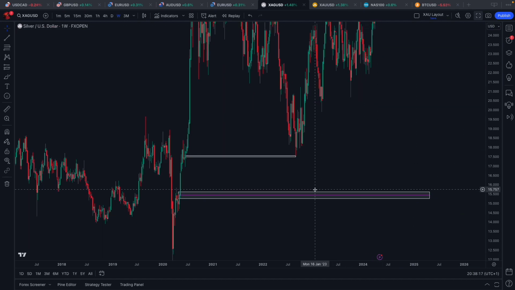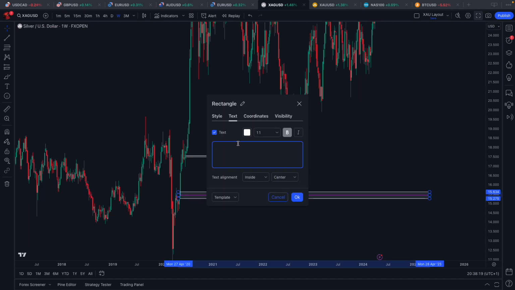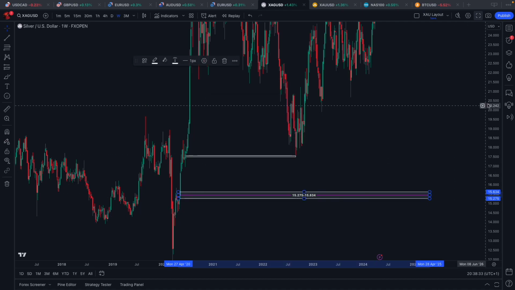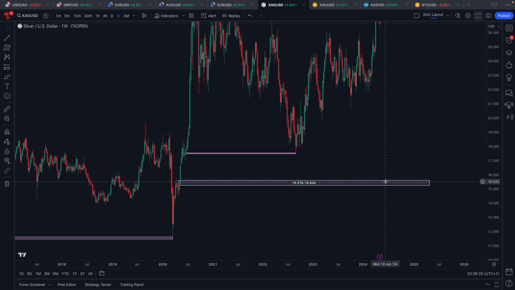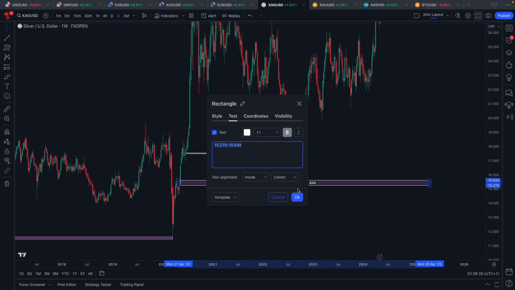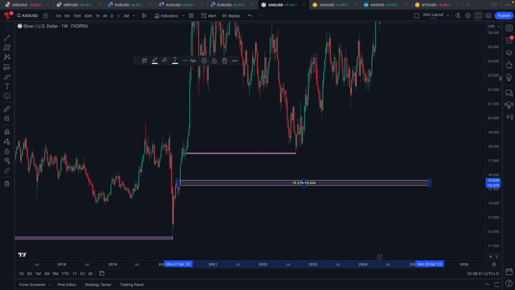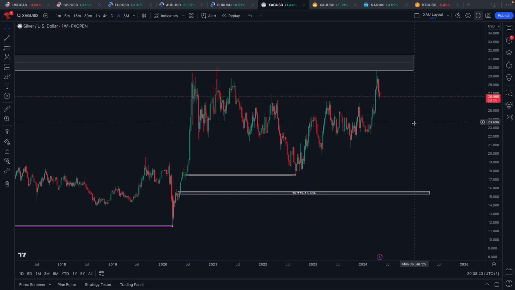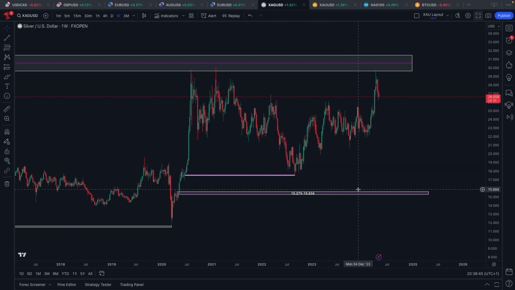So what I'm going to do is give you guys the area in price to get involved in this market if you wanted to. 15,634 is the area in price I would be looking to buy into this market. 15,275 to 15,634 is where I'd be looking to get involved in this market. This is against the US dollar, and this is where I'd be looking to buy in.